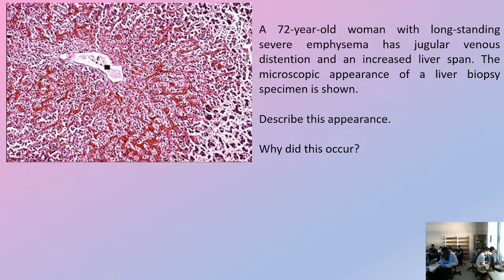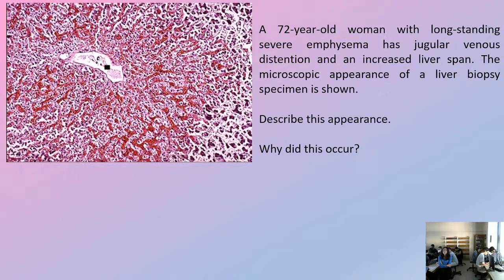It is when we have a left to right shunt. And the amount of blood is increased in the right ventricle, so there is an increased amount of blood in the pulmonary circulation, and we have pulmonary hypertension. However, this is not the case here. Here we have a lung disease, chronic lung disease, affecting the pressure in the pulmonary circulation.